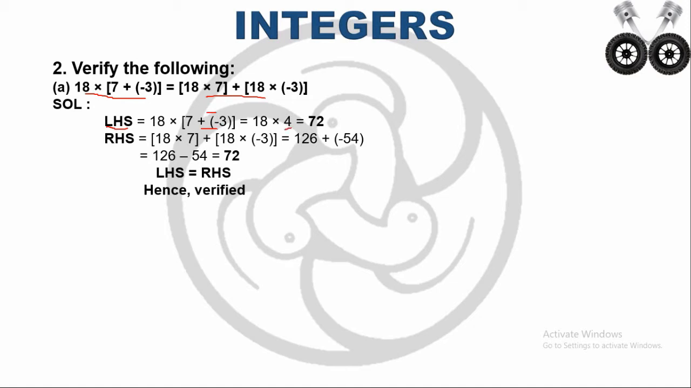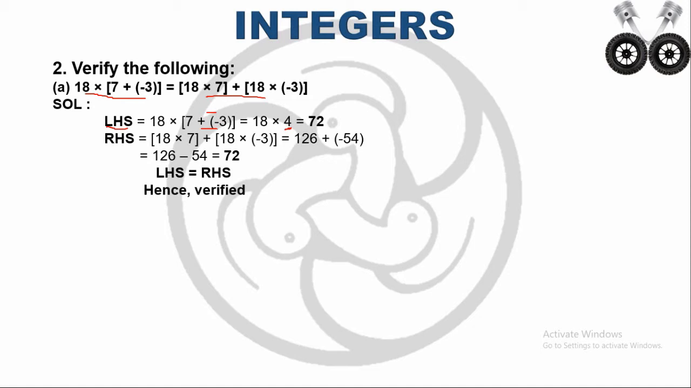The biggest number is 7. So the sign for the biggest number is a positive sign. So I get the answer as plus 4. So now I have to multiply 18 into 4. 18 into 4, the answer is 72. So next one we go for the RHS.